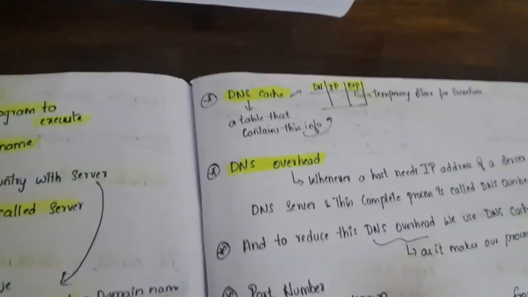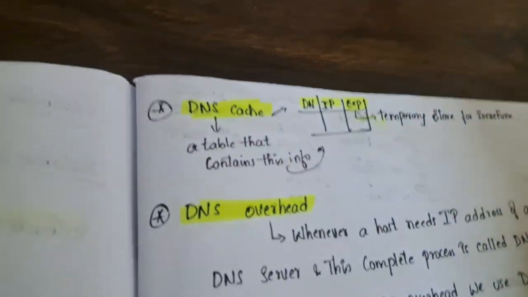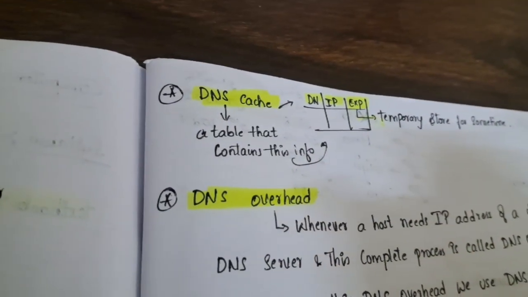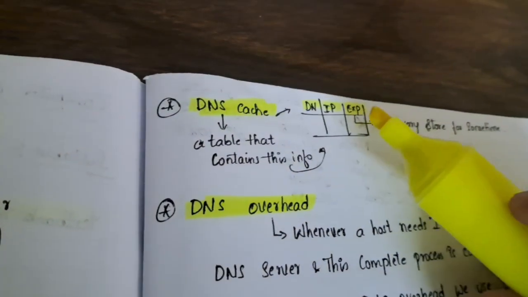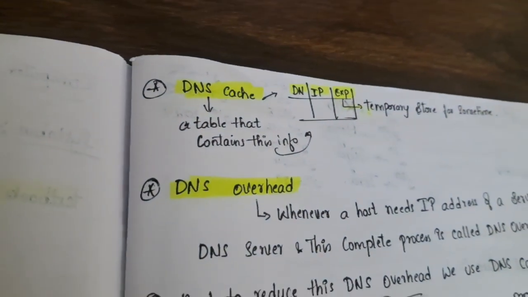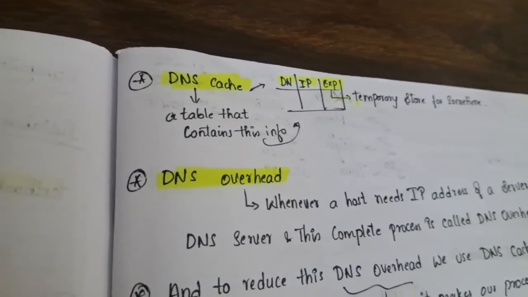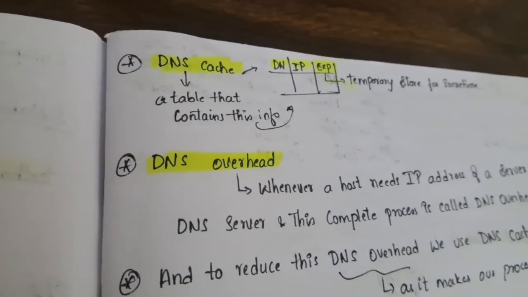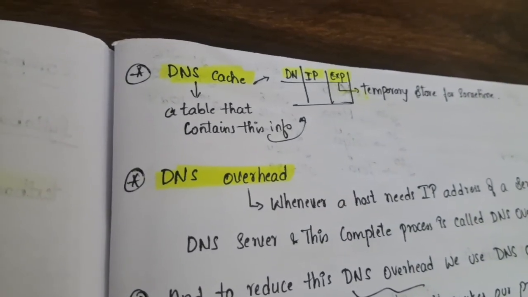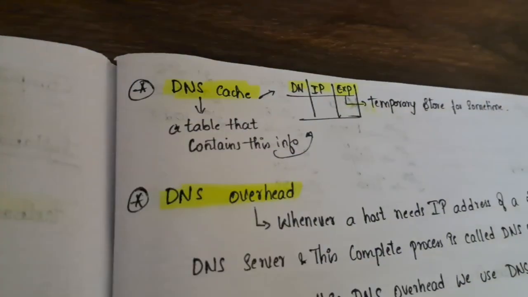Hence we'll be using this DNS cache. Here you will give some expiry time. You can give it for 1 hour, 2 hours, 30 minutes, or even 1 minute. Until that amount of time, you can keep using that IP address. So you don't need to again go to the DNS, again come back, again go, and so on.